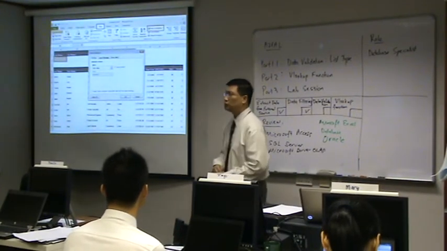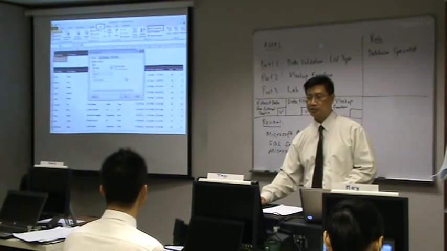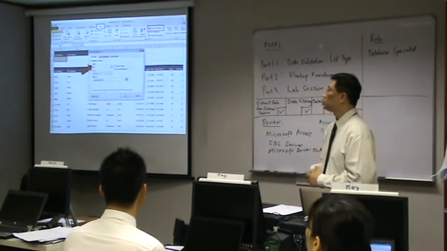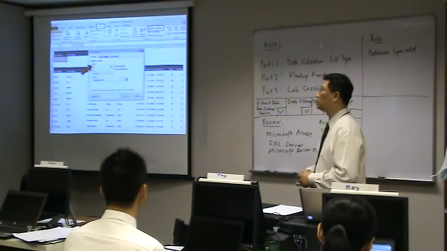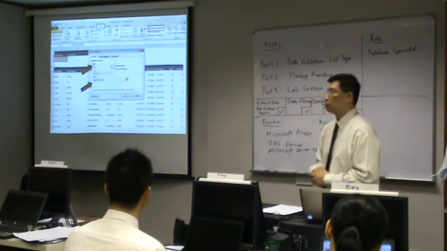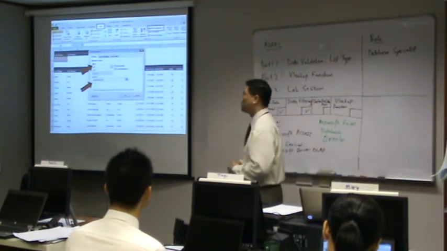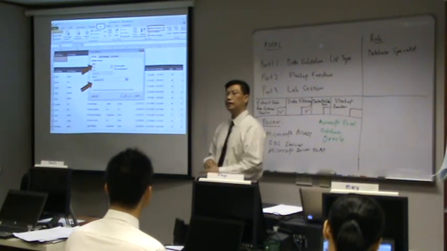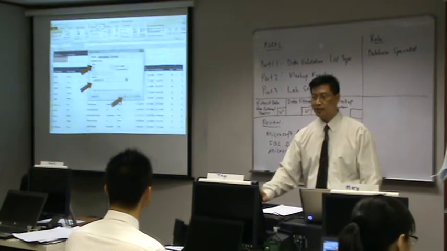Now, because we are making use of the list type, you have to change this portion here to list. That's because you need to extract the list of all the people from the database. Then again, you need to specify the sources. Because if I'm going to extract last name, I have to highlight the entire last name column. Following that, you click OK.